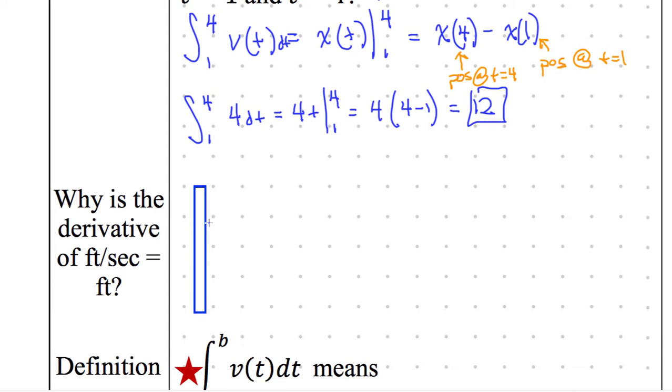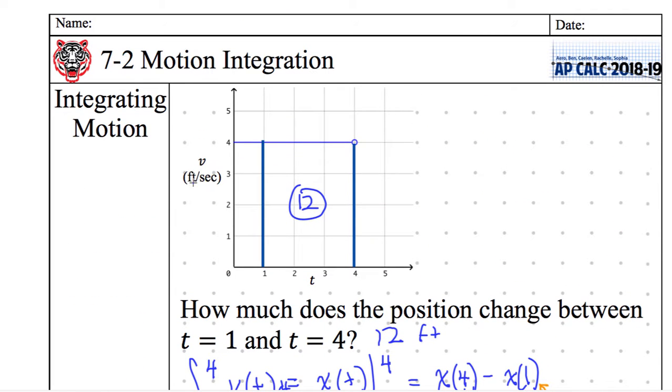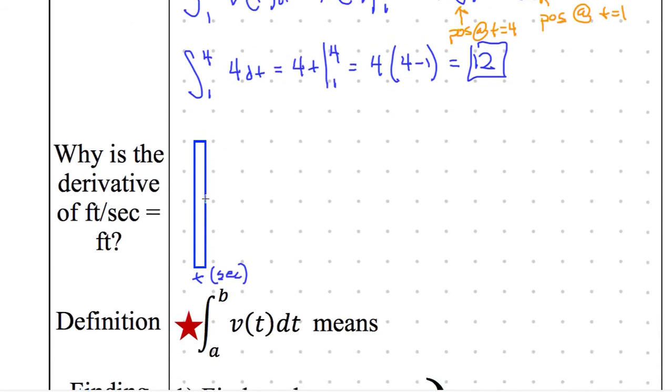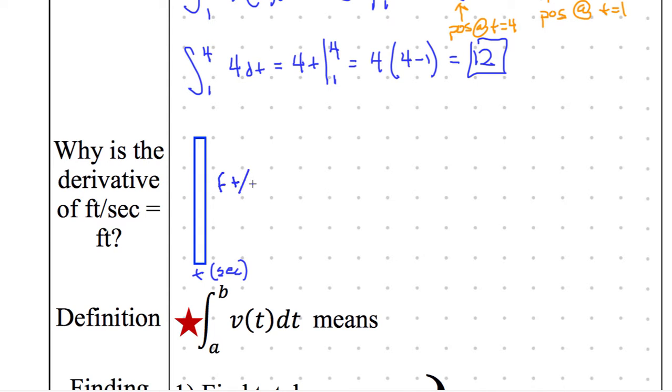So this rectangle, let's analyze its dimensions. What was the dimension in terms of this direction? This is a unit of time, and specifically that's in seconds. What about this height here? What units did I have here? And you will say, okay, well that had a unit of feet per second. So this is feet per second because it was velocity.